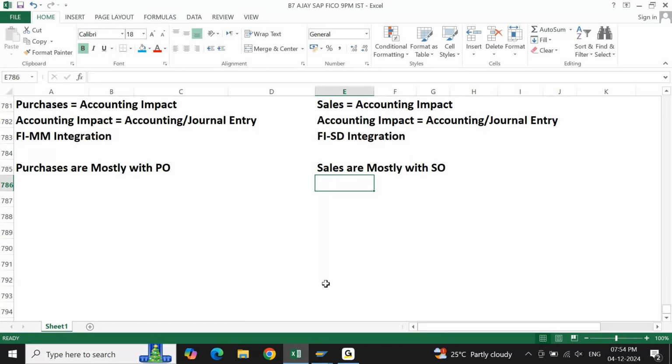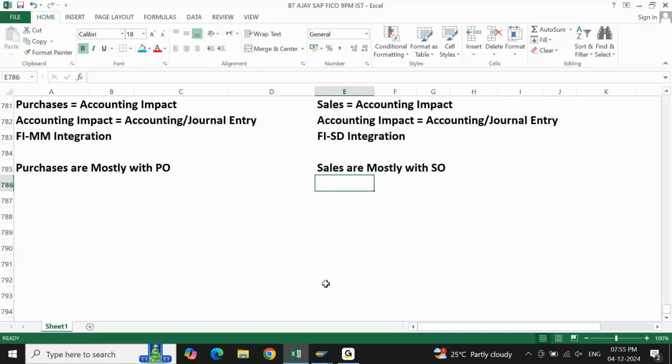As a FICO consultant, you must be familiar, comfortable, and confident on these two areas. The reason why we are talking about these two points even before anything else is that they are very, very important, very critical, very crucial for every FICO consultant.